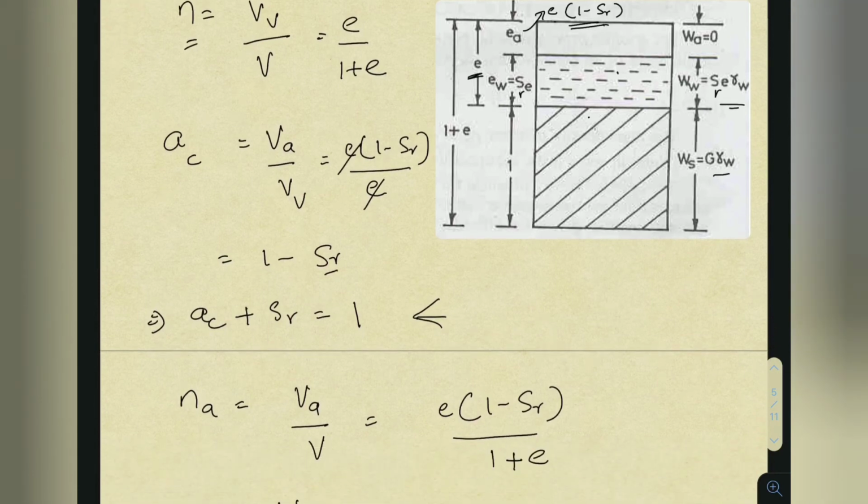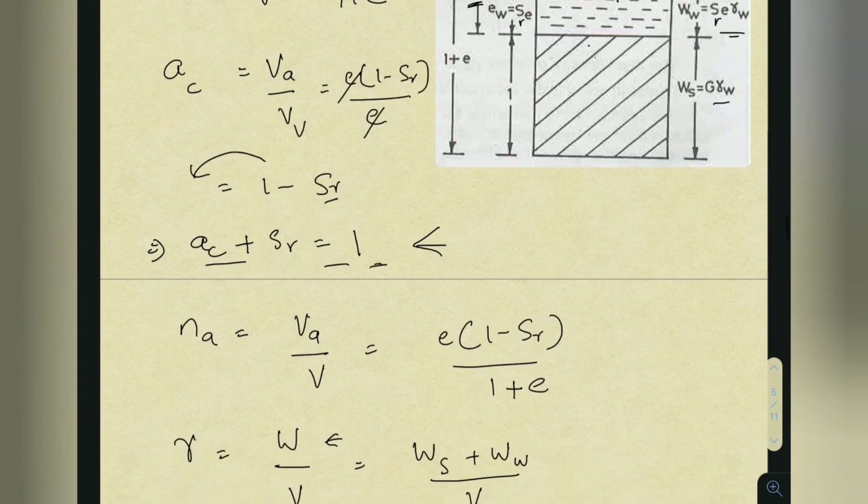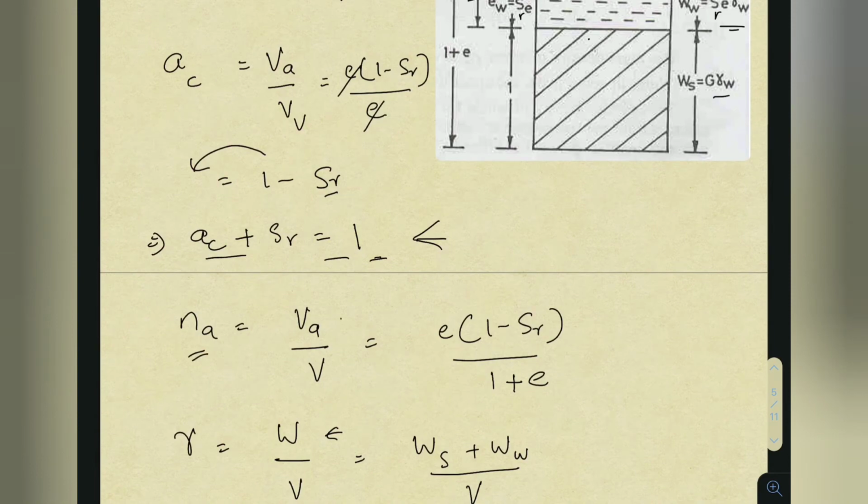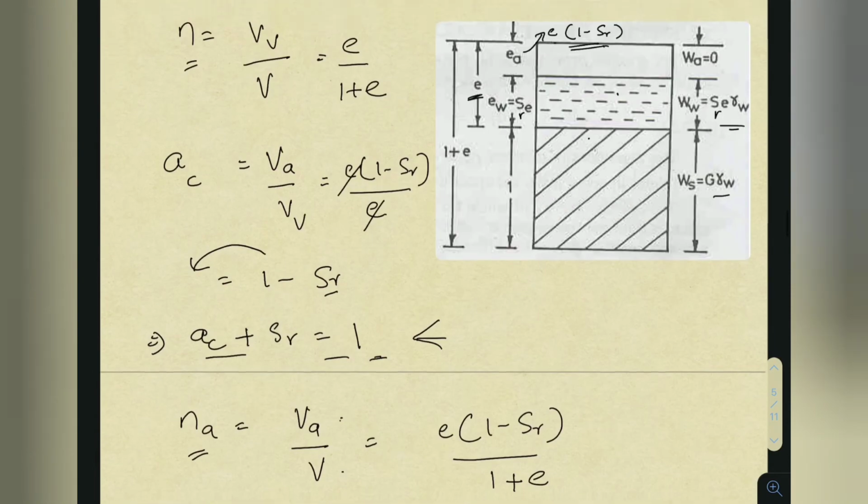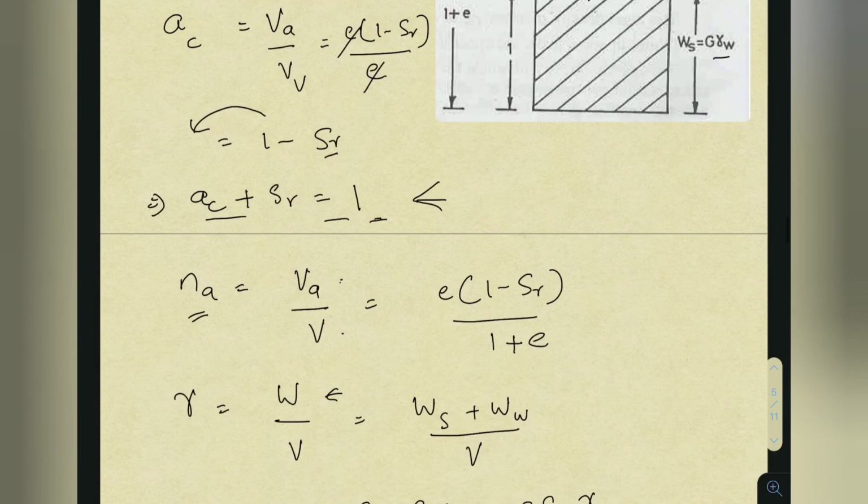If we take Sr to this side, then that will be ac plus Sr is equal to 1. We have already discussed this in the previous lecture. Then na, percentage air void, is equal to Va by V. Va is e into 1 minus Sr, by V is 1 plus e.